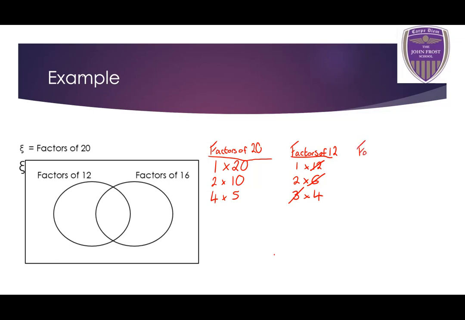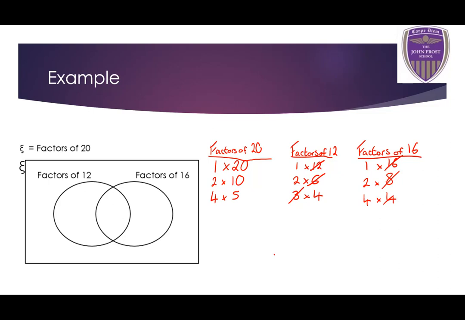Now let's think about factors of 16. Factors of 16 are 1 times 16, 2 times 8, and 4 times 4. It is a duplicate, but we need to write them down so we remember how we got 16. Now, which of the factors of 16 are not factors of 20? Well, 16 is not a factor, and 8 is not a factor. But the 4 is. But let's get rid of the extra 4 just to keep it simple.